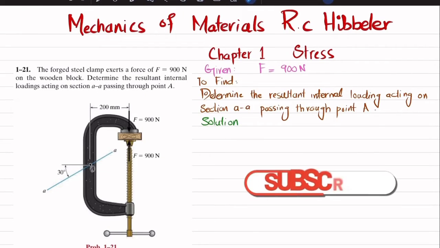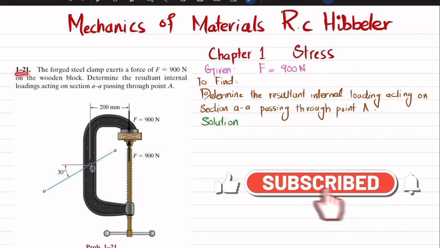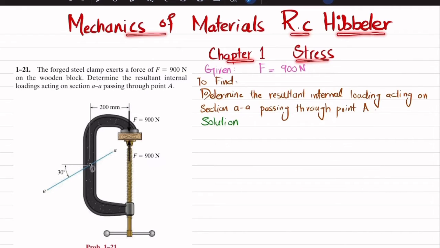Welcome back. Problem 1-21. This problem is taken from chapter number 1, stress, and the book is Mechanics of Materials by R.C. Hibbeler. The statement of the problem is: the forged steel clamp exerts a force of 900 Newton on the wooden block. Determine the resultant internal loading acting on section AA passing through point A.